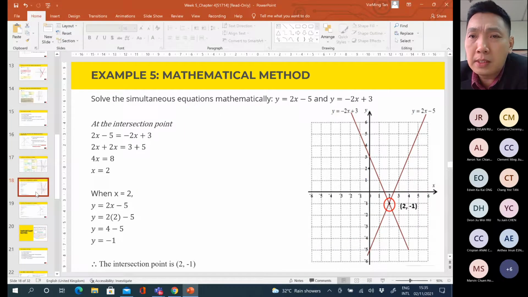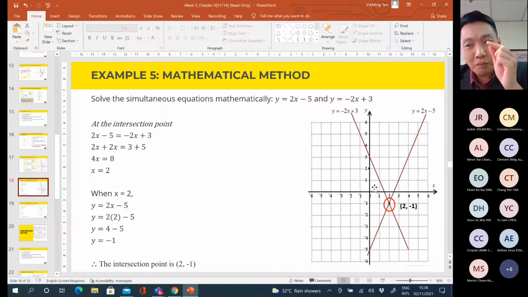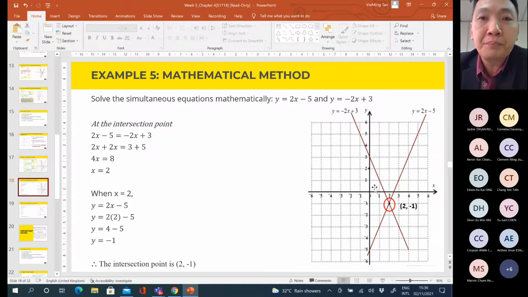I like to use the equation first. All right, let's say this. So I use the same equations: y is equal to 2x minus 5 and y is equal to negative 2x plus 3. We use the same equations as we did just now to draw the lines. So let us try to use the mathematical method to identify what the x and y value is when these two lines meet each other, or intersect each other. What is the value of x and y?